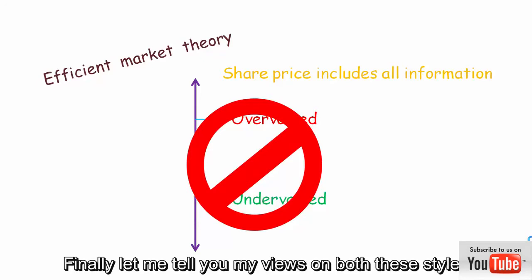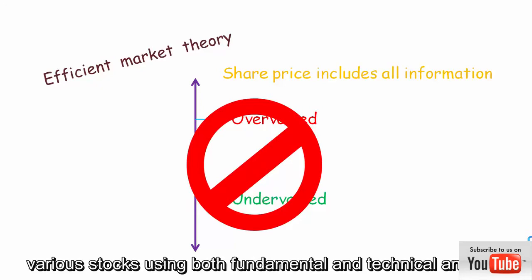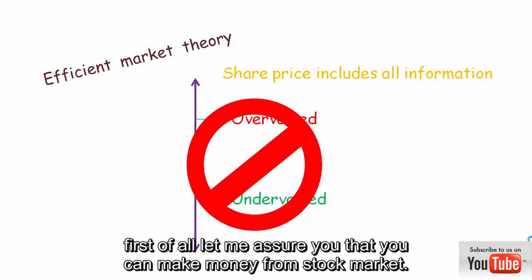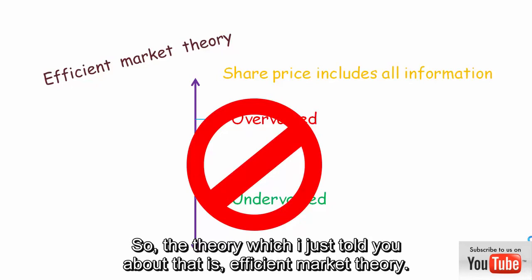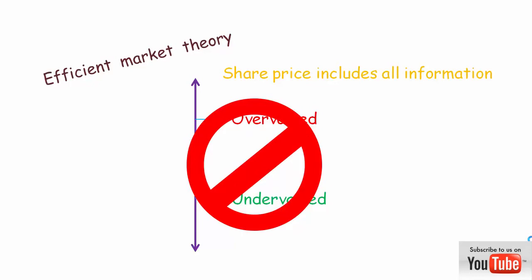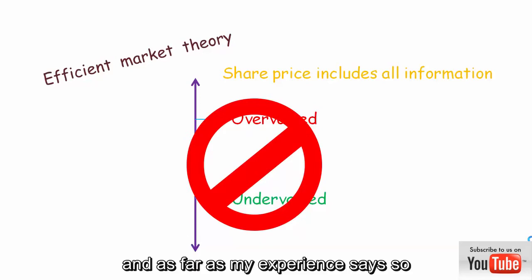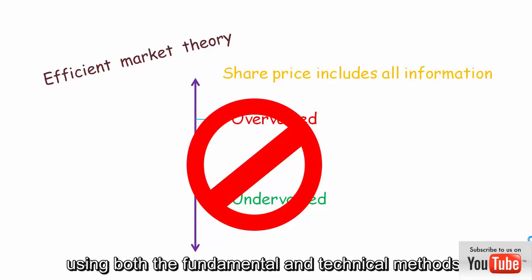So finally, let me tell you my views on both these styles of evaluating stocks. I have analyzed various stocks using both fundamental and technical analysis, and as far as I know, both are really important. First of all, let me assure you that you can make money from the stock market. So the efficient market theory which I just told you about doesn't make any sense. Although there are lots of people in this field who believe in this theory, there are also those who criticize it. And as far as my experience says, you can definitely make money in the market, because I myself made around 140% in a single year using both the fundamental and technical methods.